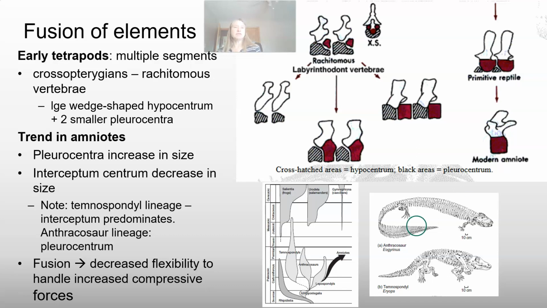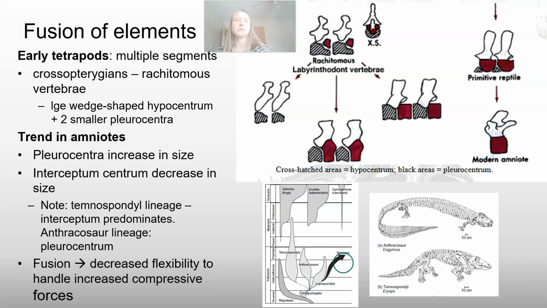All right, in the temnospondyl lineage, the intercentrum tends to predominate. Intercentrum is another name for hypocentrum, because you need more names for things, right? So you have to think about what they are talking about on these different figures. In that anthracosaur lineage, we saw this pleurocentrum. Down here we can kind of see this. So this is the Rhipidistians here. We have Ichthyostega, and here we have our temnospondyl lineage. We have anthracosaurs, the lepospondyls, and then amniotes coming off from a common ancestor in here.